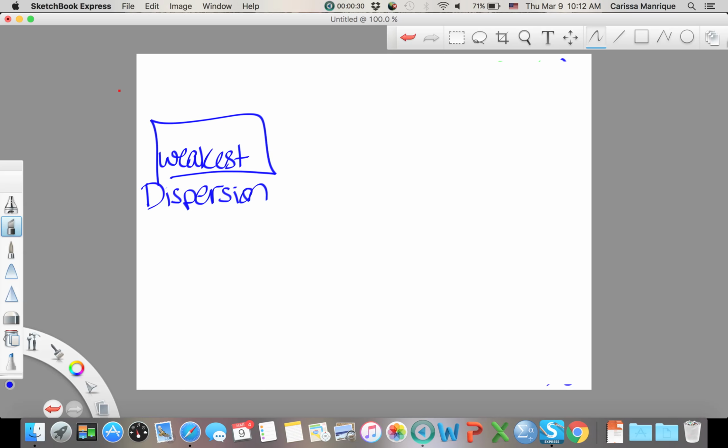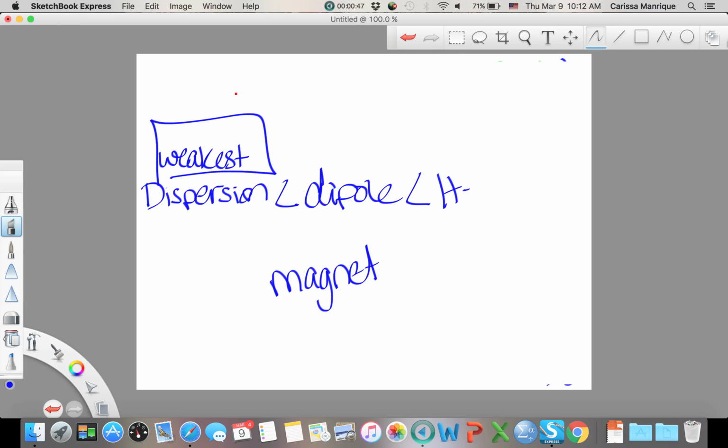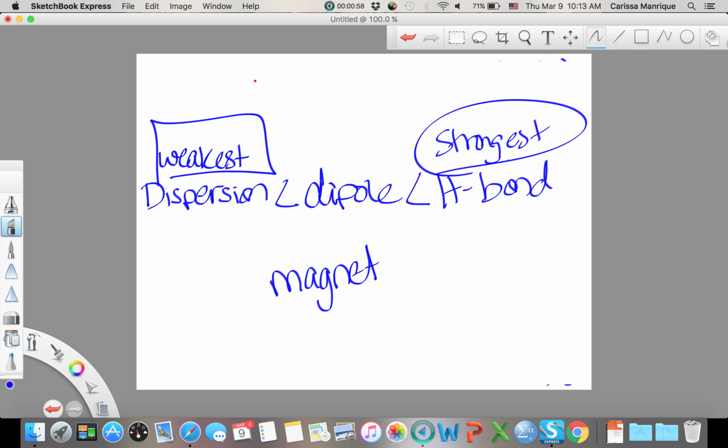The next one is dipole. The dipole forces are going to be between your electronegative atoms. This is kind of like a magnet. These are pretty strong. The strongest are going to be your hydrogen bond. These are actually just a dipole interaction, but a very, very strong one. The hydrogen bonds are going to be between oxygen, hydrogen, nitrogen, and fluorine.